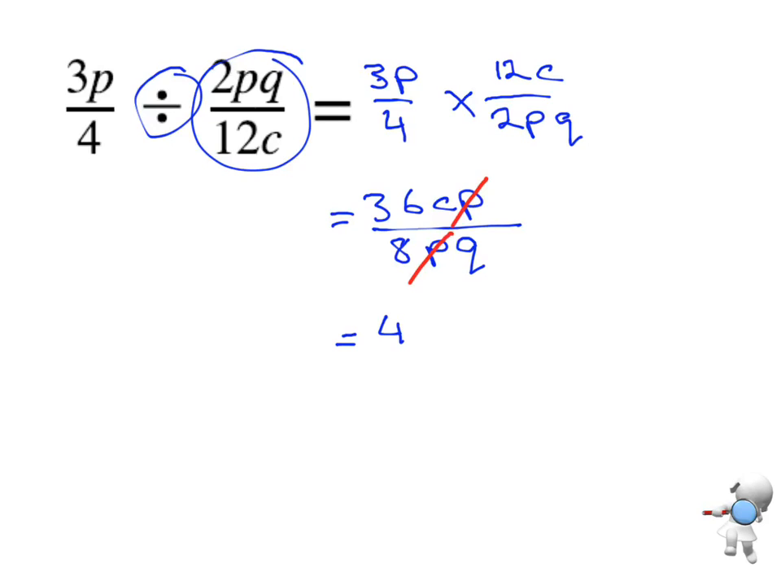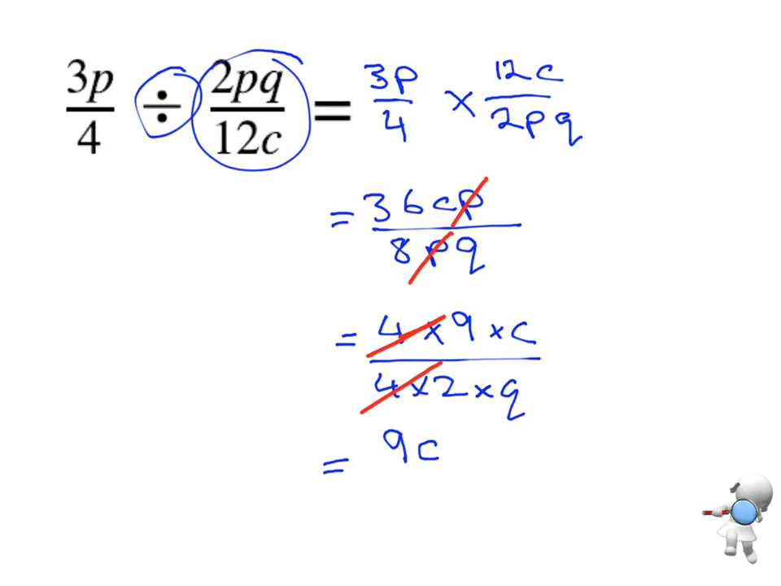So I can write that as 4 times 9 times c on the top, and on the bottom 4 times 2 times q. Now I can cancel the 4s that are being multiplied top and bottom, and write down what I've got left. On top I've got a 9 and a c, on the bottom I've got a 2 and a q, and that's my answer.